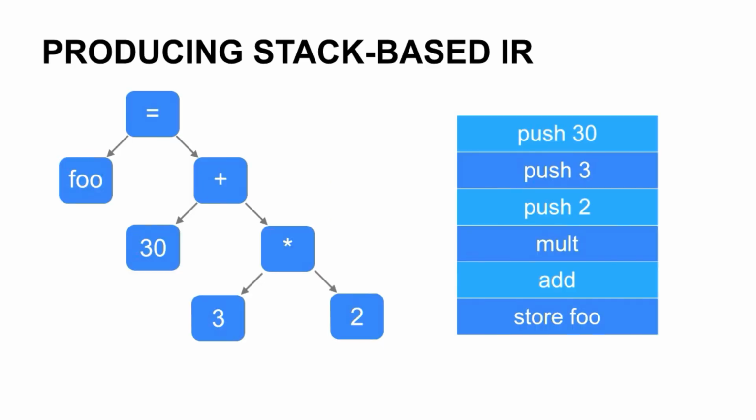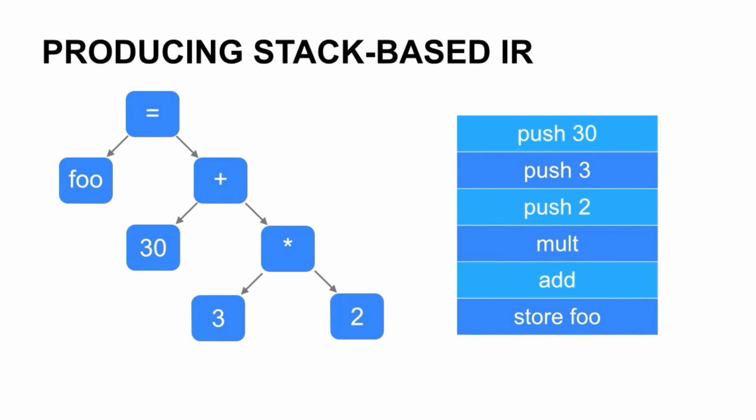The nice thing about a stack-based representation is it's really easy to take our abstract syntax tree from before and turn it into stack-based bytecode. So going down the tree, we see equals, and when we see the equals, we first realize we need to evaluate its right-hand side. So we see the plus, and we realize we need to evaluate its left-hand side, 30. So we do a push 30 onto the stack.